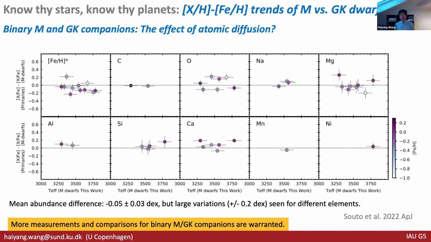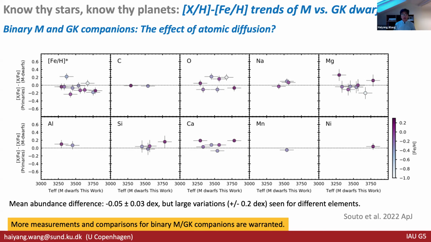And this is also what one of the data sets we collected from the APOGEE survey concluded for the mean abundance differences between the M and the GK components in the binary systems. The mean value would also be about 0.5 plus or minus 0.3. However, you may see there is a large variation of the differences, up to about 0.2 dex. So this may imply that atomic diffusion may not explain everything here.